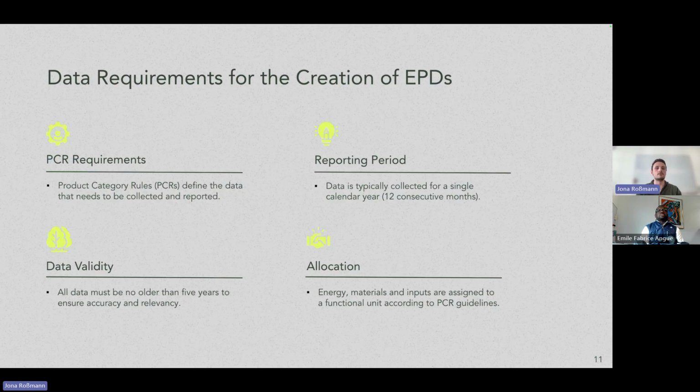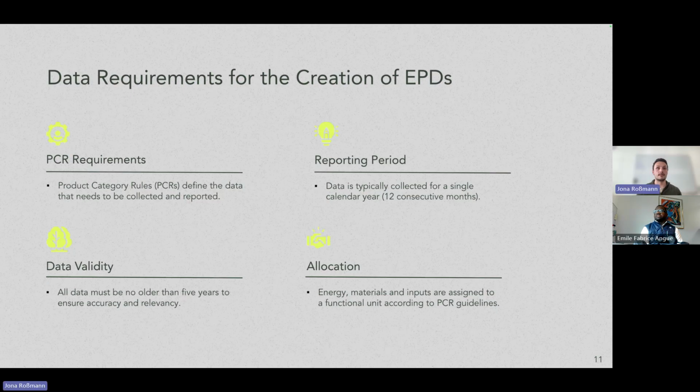The second bucket is the reporting period. LCA data is not collected at a single point in time, but it needs to reflect a representative period of production. The requirement is 1 full calendar year. And this is important because production volumes, energy consumption, material inputs, and so on can, of course, fluctuate significantly across seasons or also due to one-off events. And collecting the data for a full year smooths out those variations and gives a clear picture that is actually representative.